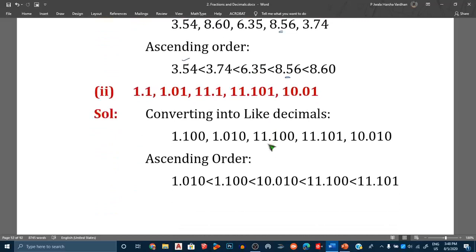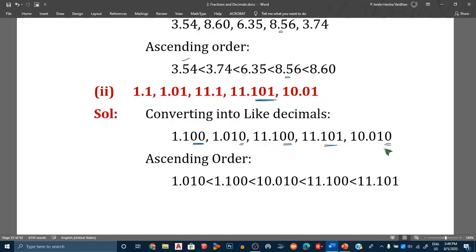So next one: 1.1, 1.01, 11.1, 11.101, 10.01. So the maximum number of digits in the decimal part is here, 3 digits. So you have to convert them all to 3 digits in the decimal part by annexing the proper number of zeros. So here only one digit is there, I am annexing 2 zeros. Here I am annexing 1 zero, here 2 zeros. Here already 3 digits are there, keep it like that only. Here you have to annex 1 more zero.